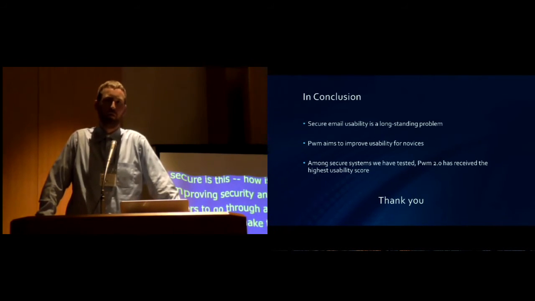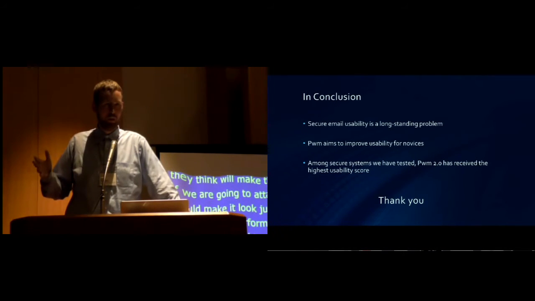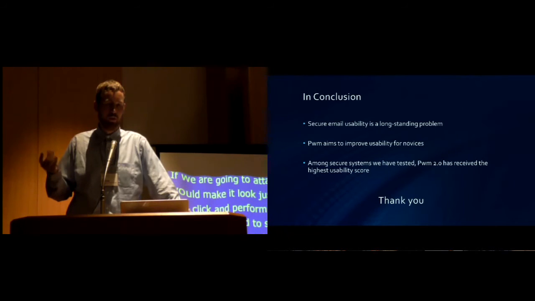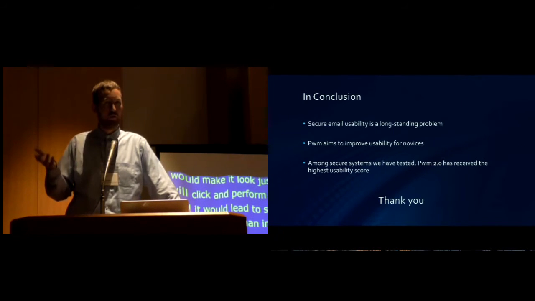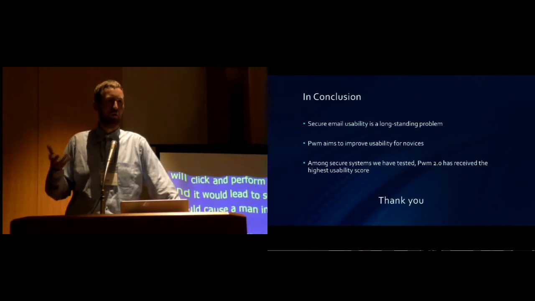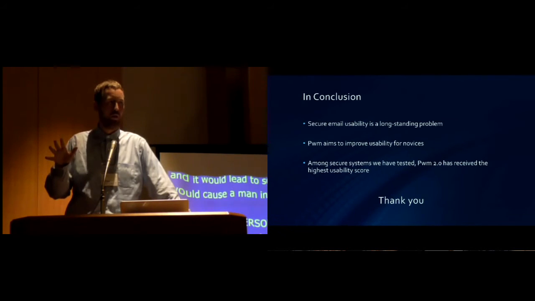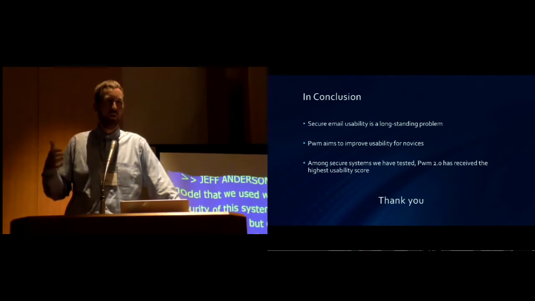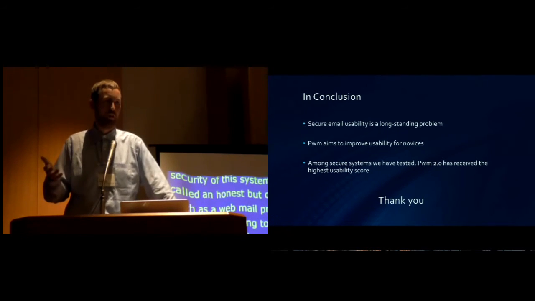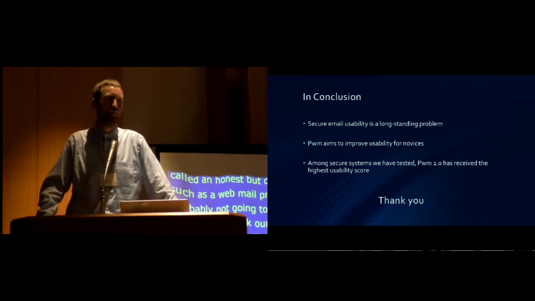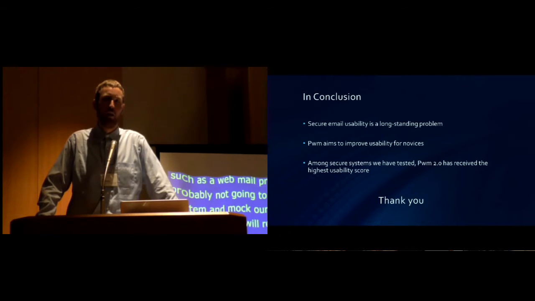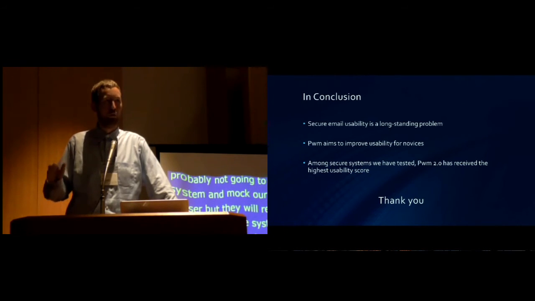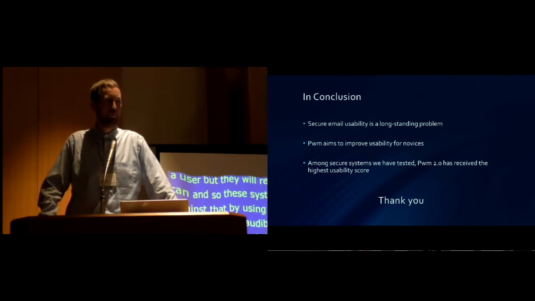So the security model that we used when evaluating the security of this system uses a term we call an honest but curious attacker, such as a webmail provider, who is probably not going to interfere with the system and mock our interface to attack a user, but will read anything they can. And so these systems protect against that by using iframes to separate the content out so a webmail provider can't actually read the message's content. Now, you're right that it's open to an impersonation attack. As we said earlier, we're really aiming to improve usability, to really nail that, and then hopefully we can iterate, ratchet up security, and go from there. Thank you.